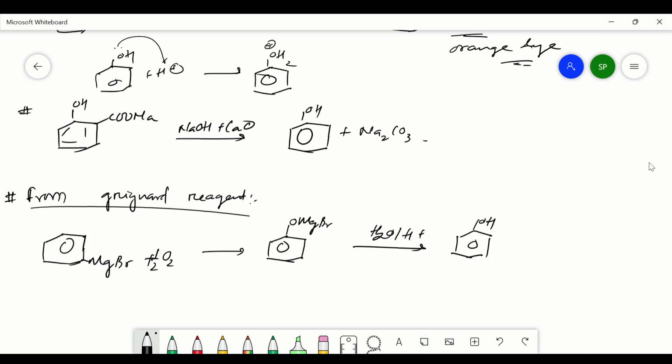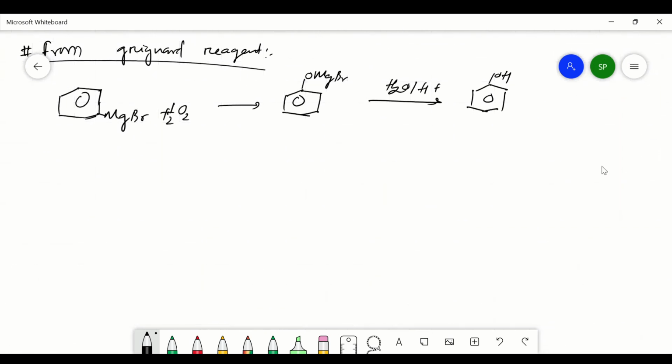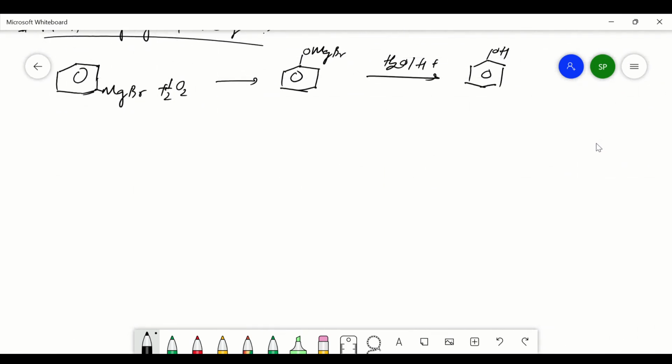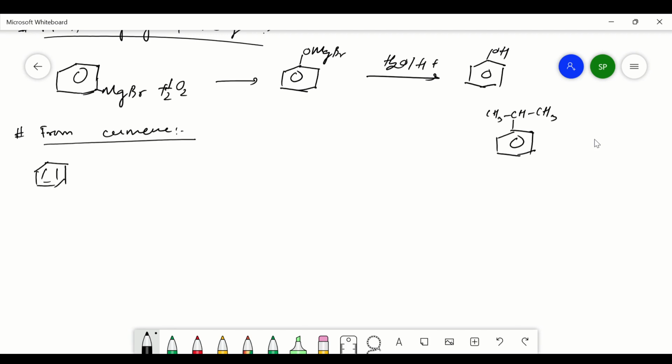Next method for preparation of phenol is from cumene. What is cumene? This compound, with CH single bond CH3 single bond CH3, is known as cumene. To produce cumene, we have to react benzene with propene in the presence of H3PO4, a strong acid.